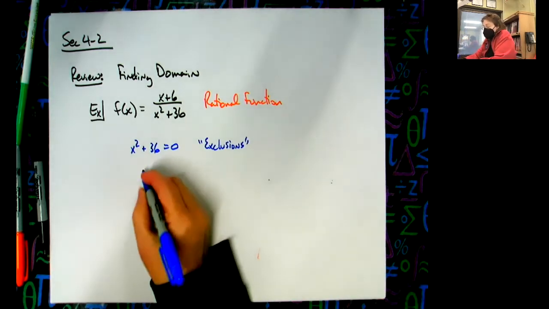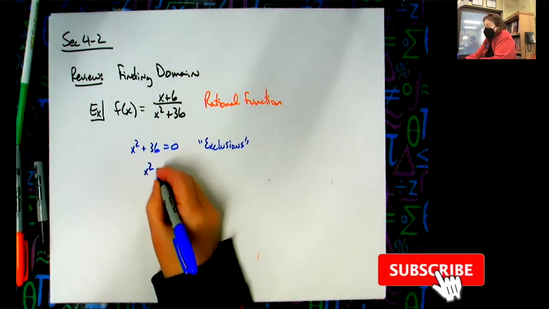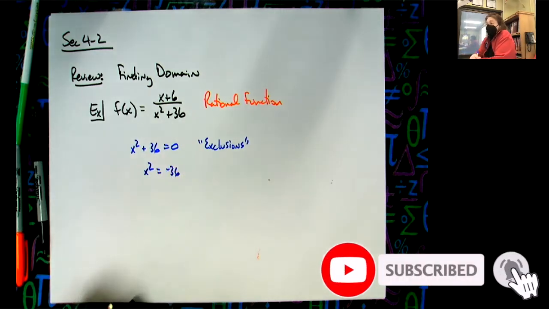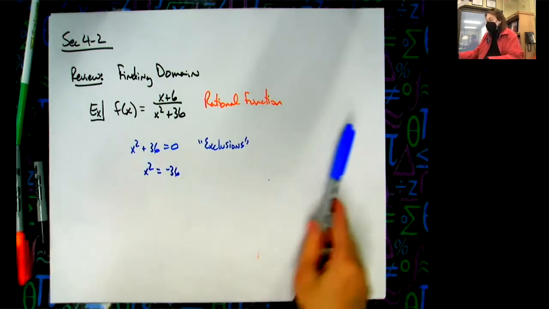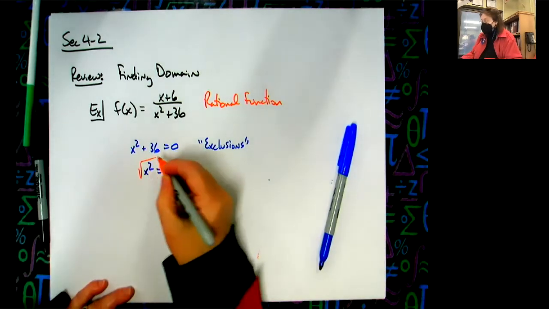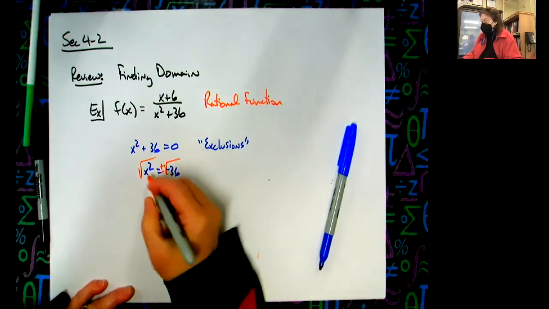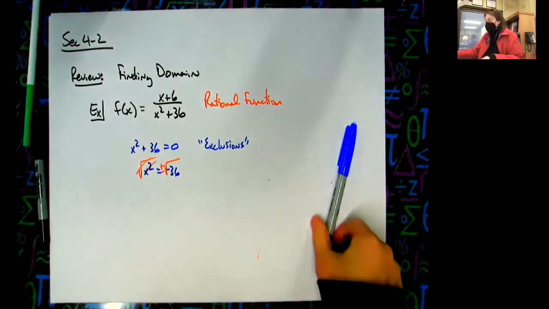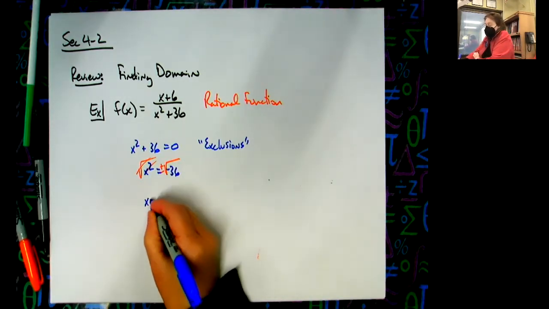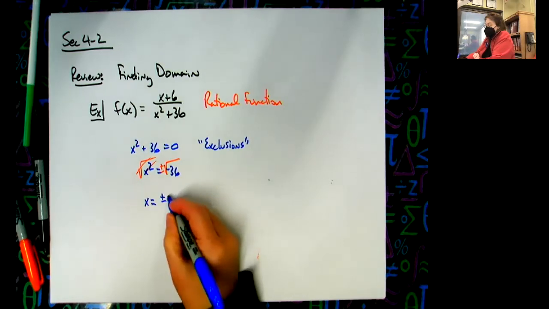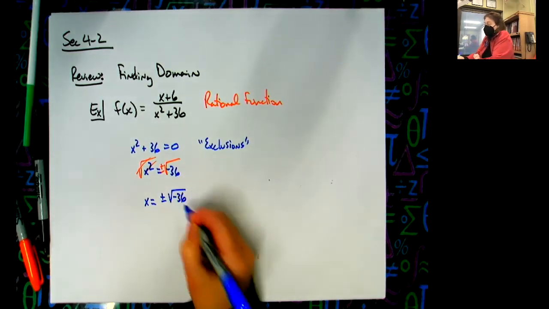All right, so I'm going to subtract 36 from both sides. X squared equals negative 36. I'm going to take the square root of both sides. I'll show that in orange. So we'll do square root of this side, plus or minus square root of this side. Square root and square goes away. So I'm going to have x is equal to plus or minus the square root of a negative 36.